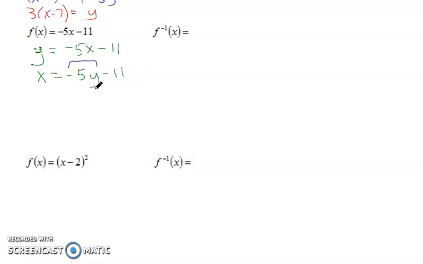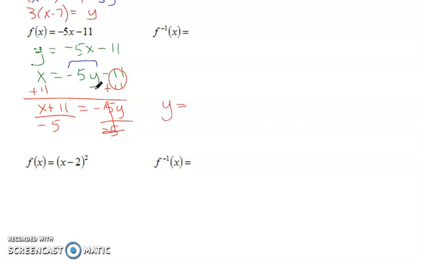Again, we're going to undo that, take care of that multiplication problem last, so we're going to add 11 to both sides, create a 0. So x plus 11 is equal to negative 5y, and then to get the value of 1y, we're going to divide both sides by negative 5 to create a value of 1 here. So y is going to be equal to x plus 11 over negative 5.